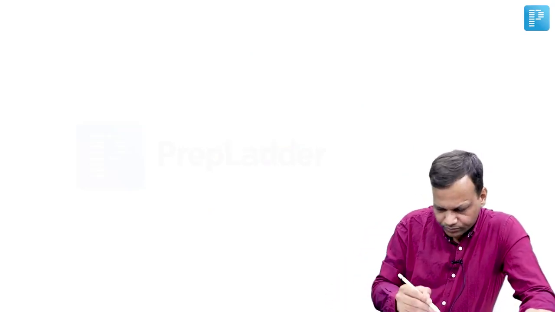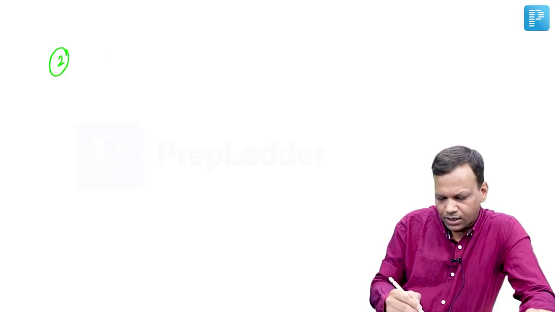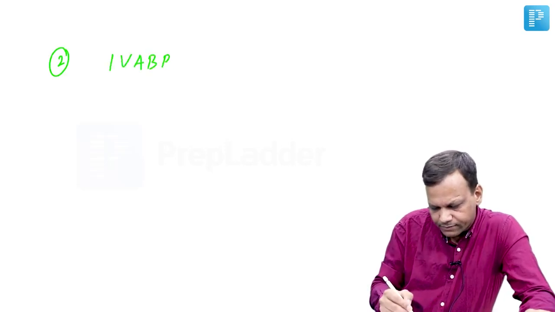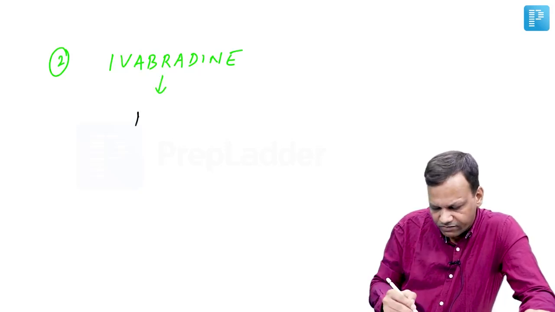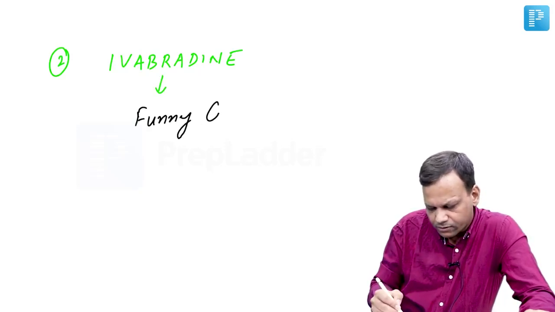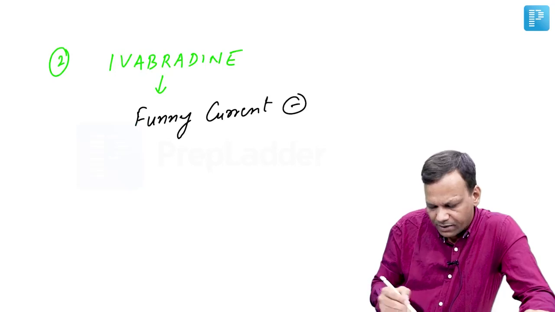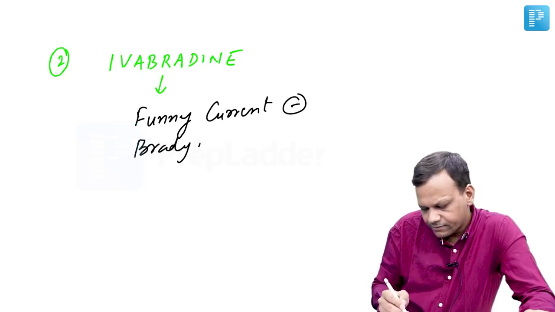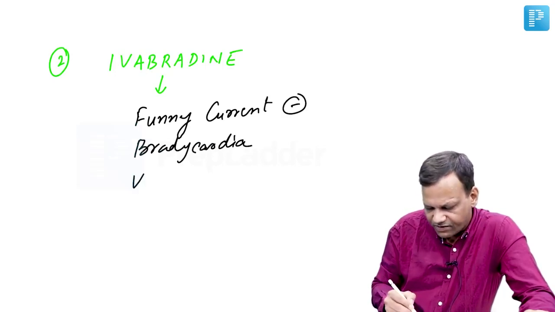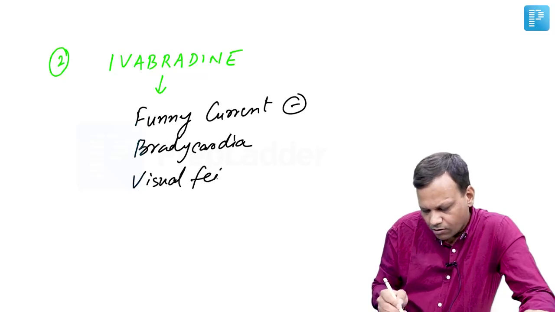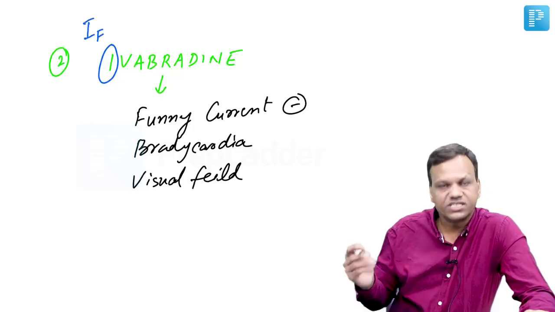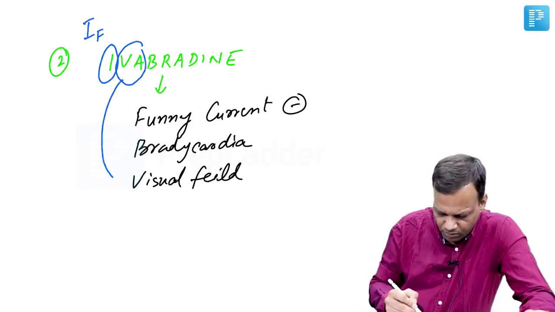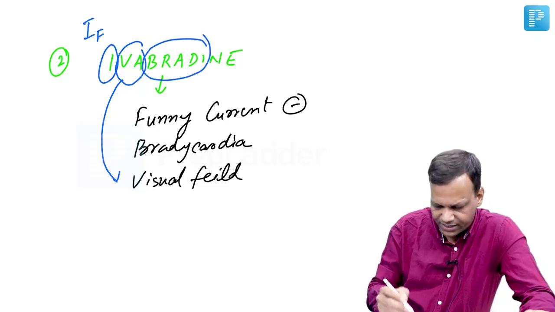Then second, another drug is ivabradine. Ivabradine is a drug which acts by blocking the funny current. It is a funny current blocker. It acts by causing bradycardia, a decrease in heart rate. Major side effects are visual field problems. All three are written in the name. You can see I means symbol of current, so it is funny current. VA means visual acuity problems, and brady means it causes bradycardia.